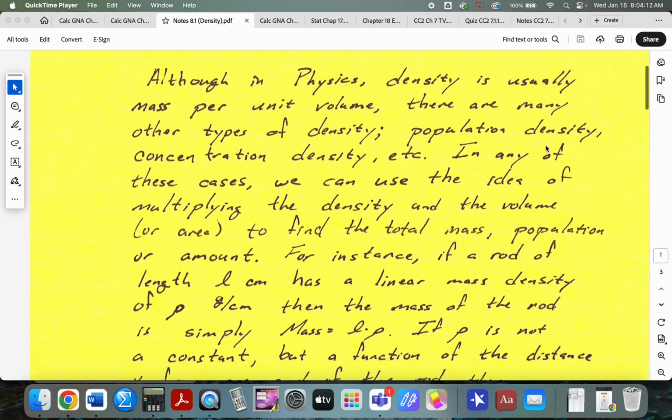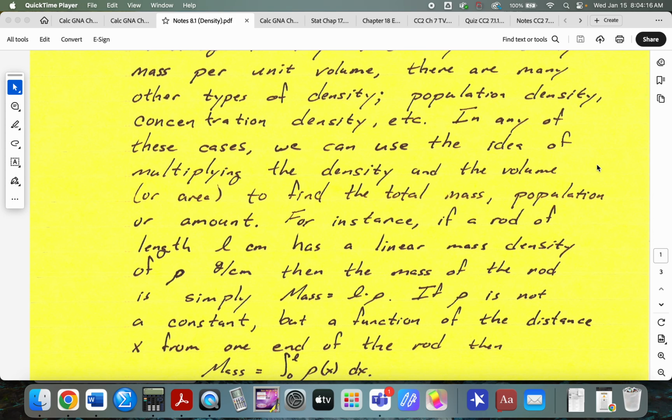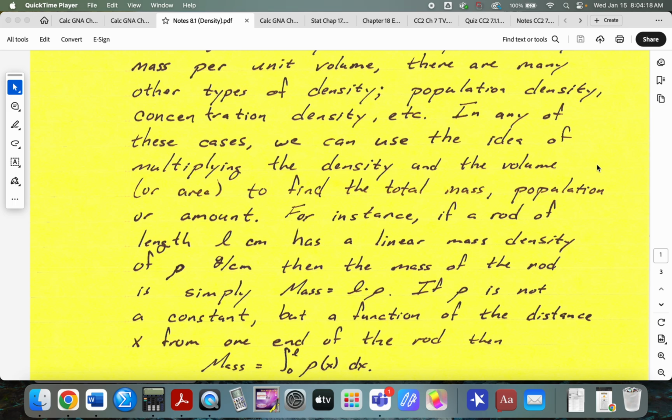In any of these cases, we can use the idea of multiplying the density and the volume or the area to find the total mass, population, or amount. So if you know the population density of a city is, I don't know, 1,000 people per acre, let's just say that, and you've got 5 acres, you just multiply the density times how many acres you have, and that gives you how many people you have in that area.